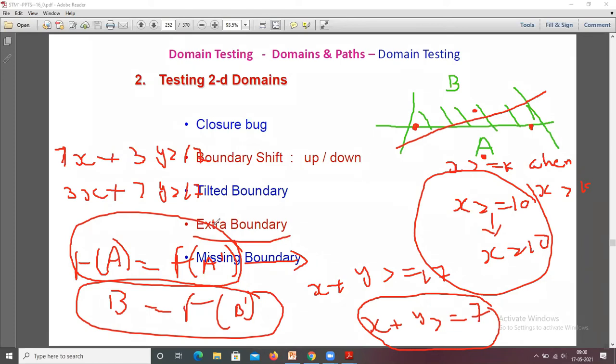Next one, missing boundary. A missing boundary means you are going to write f of a equals f of a dash, but you miss this instruction or function. That is called a missing boundary. A missing boundary is created by leaving a boundary predicate out. So an extra boundary means an extra predicate, while a missing boundary is nothing but leaving out a boundary predicate. A missing boundary will merge the different domains, and like the extra boundary, will cause many test failures.